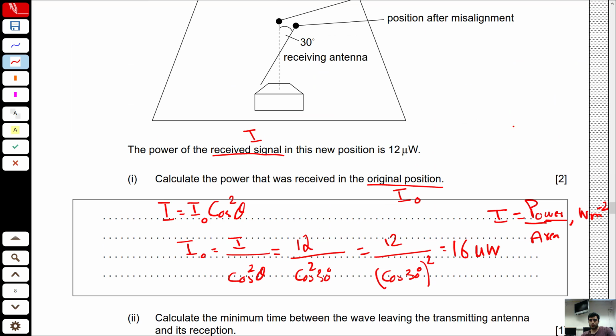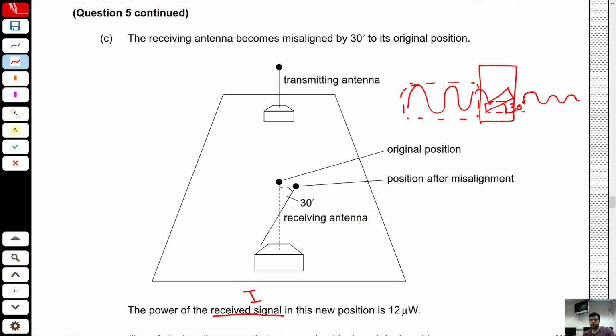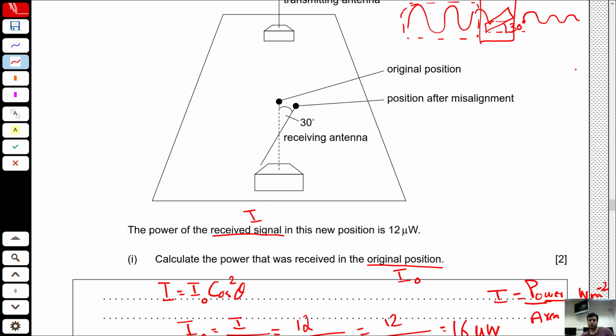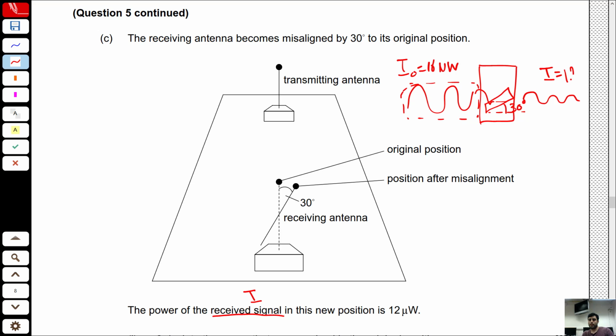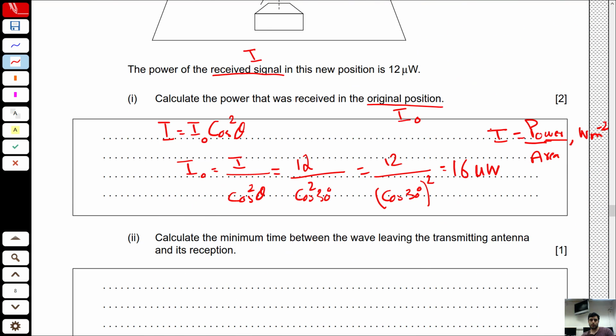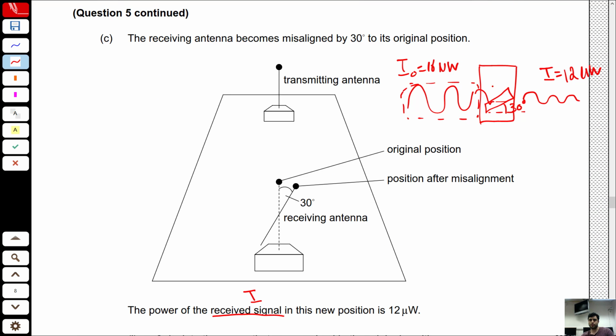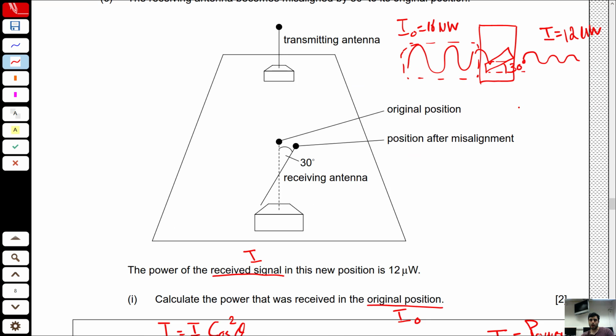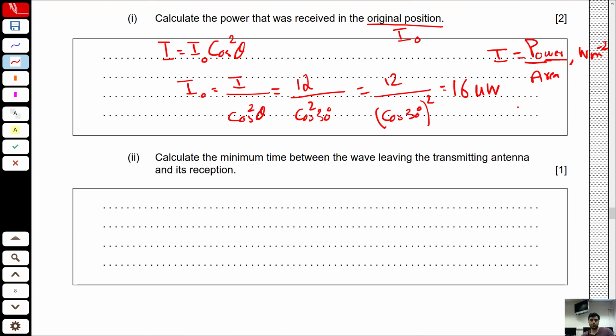Let me explain more on a diagram. The initial intensity is 16 microwatt, and the final intensity after passing through the polarizer, which is not parallel but inclined at an angle of 30 degrees, is 12 microwatt. Plane polarization. So around 4 microwatt has been blocked by this polarizer, as it is oriented at 30 degrees.